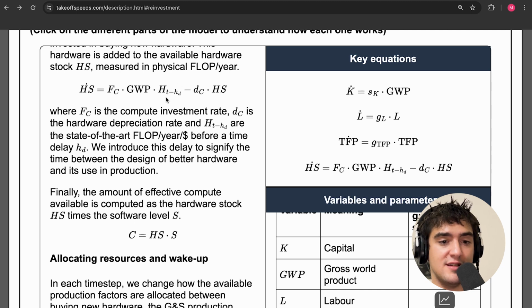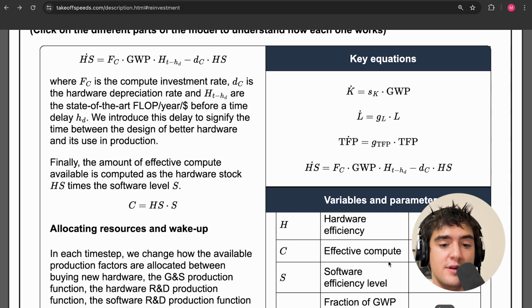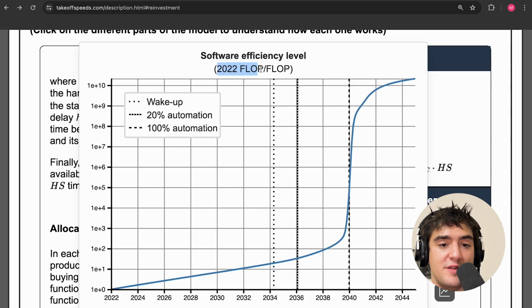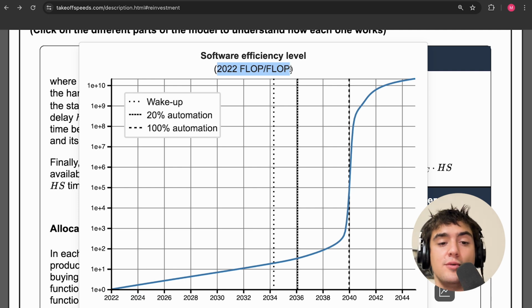And the reason why you have this T minus H_D is because there's a delay between the time NVIDIA announces the better hardware and the time when everyone is using it in production. Let's say Google, OpenAI, etc. And finally, to get your effective compute, which is the compute you're actually using to train your models, you need to multiply the hardware stock with a factor here, which is the software level. And the software level is measured in 2022 flop divided by flop, which is basically how many flops from 2022 that you could use to train your models can you buy with a flop today.